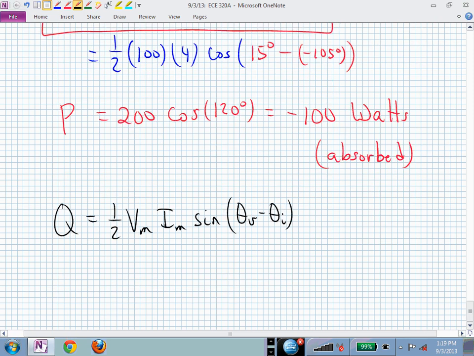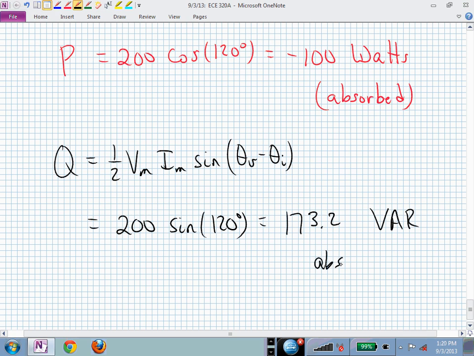I don't know if we had that in a box or not before. So this is 1/2 Vmax Imax sine of the angular separation. This is now 200 sine of 120 degrees. This is now 173.2 vars absorbed by our passive sign convention.